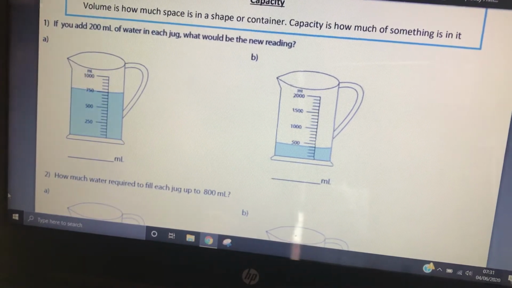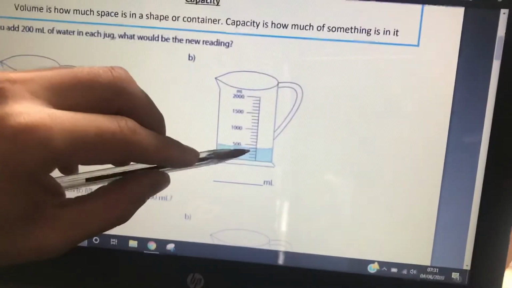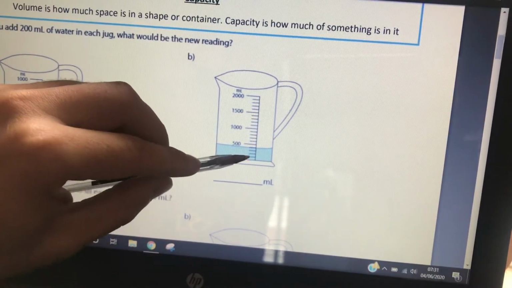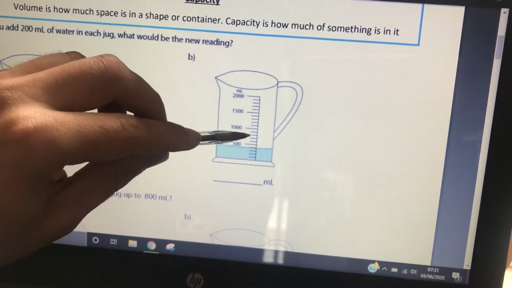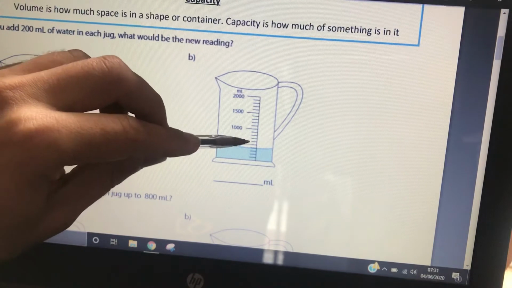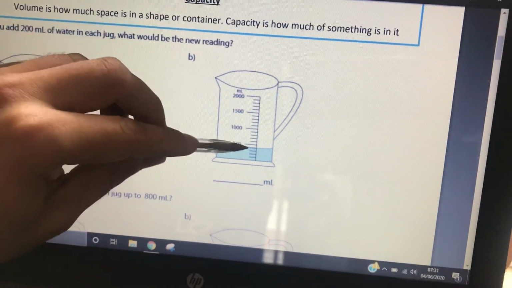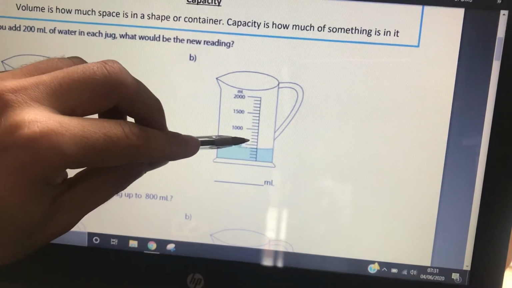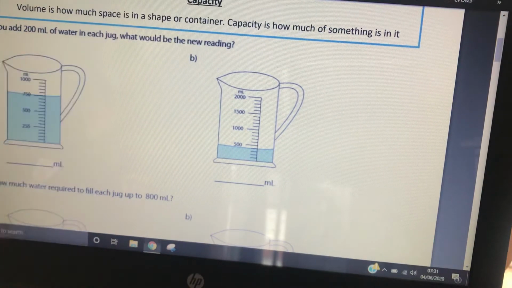So 950 millilitres. On this one here, you are going to have to work out what the increment is. We've got a gap here, 5, 6, 7, 8, 9. Yeah, so you can work it out. So it's hundreds. So 500, 600, 700, 800, 900, 1000. Which means that's on 400. So the new reading is going to be, if you add 200 more, it's going to be 600. Okay?